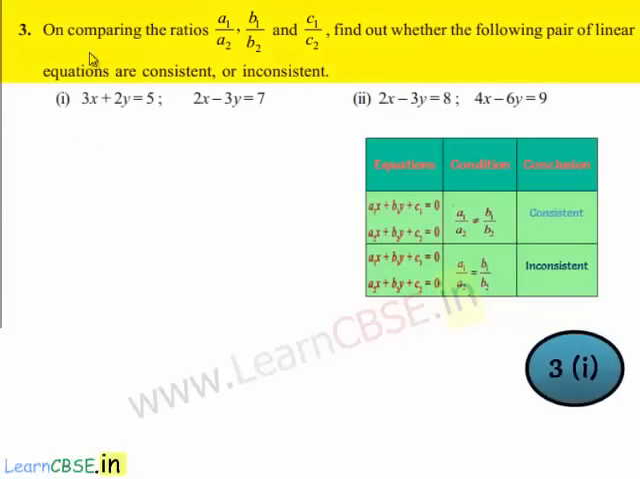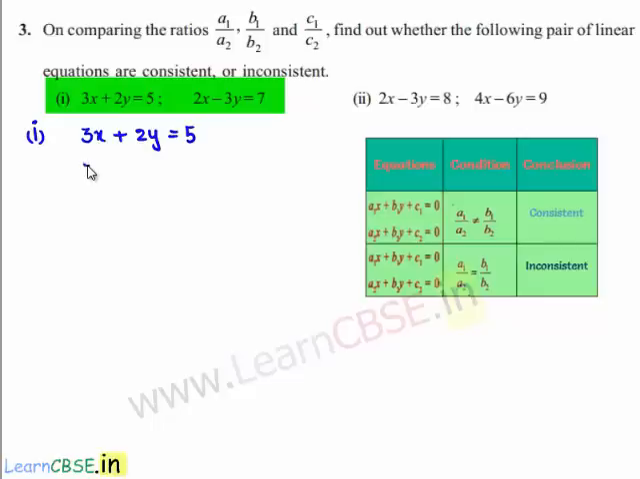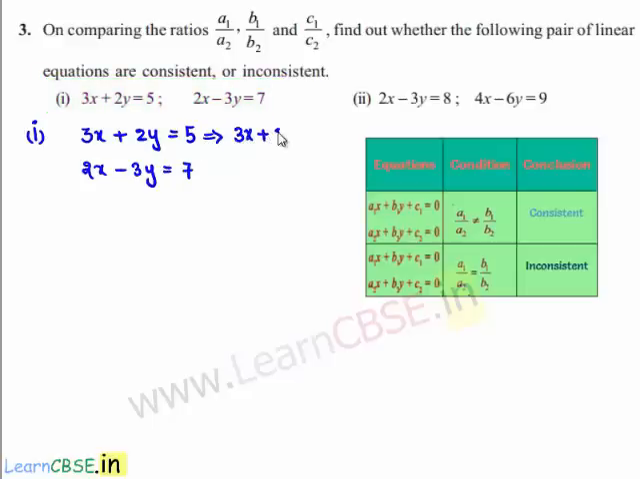Coming to the third problem, on comparing the ratios a1 by a2, b1 by b2 and c1 by c2, find out whether the following pair of linear equations are consistent or inconsistent. The first set of linear equations given is 3x plus 2y is equal to 5 and 2x minus 3y is equal to 7. So this equation can be written as 3x plus 2y minus 5 is equal to 0, and the second equation can be written as 2x minus 3y minus 7 is equal to 0.